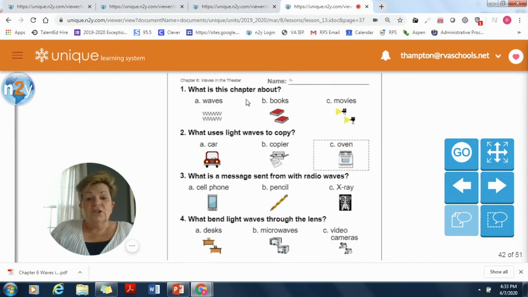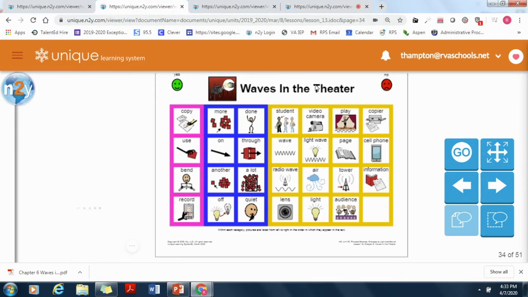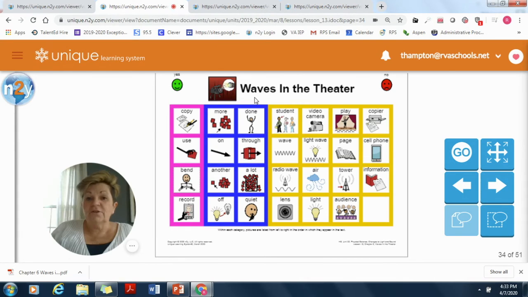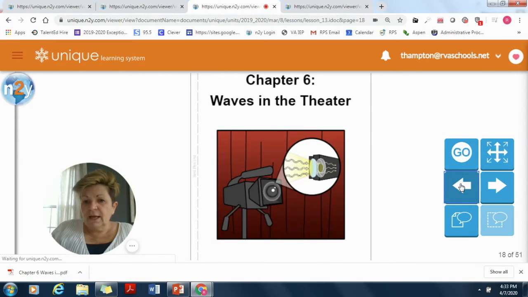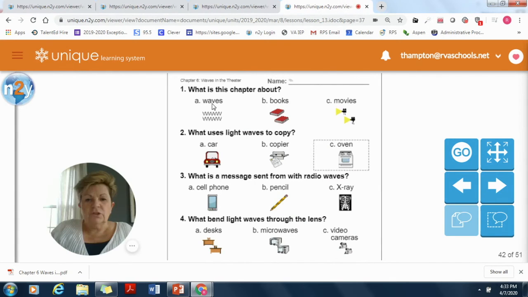What is this chapter about? Is it about waves, books, or movies? Well, remember, we can always go back to the title of our story, and the title of our story is Waves in a Theater, right? So if we go back here, the title is telling us what it's going to be about. So shall we try?